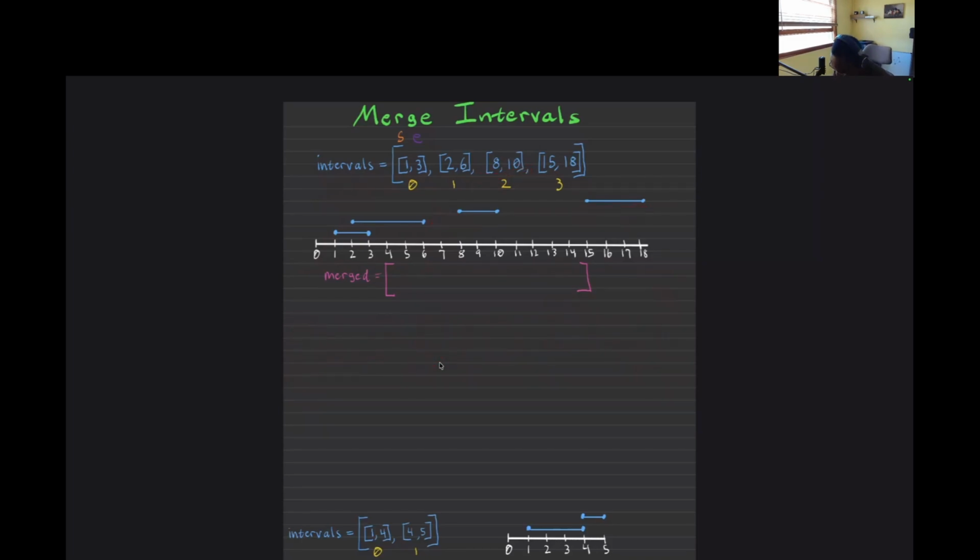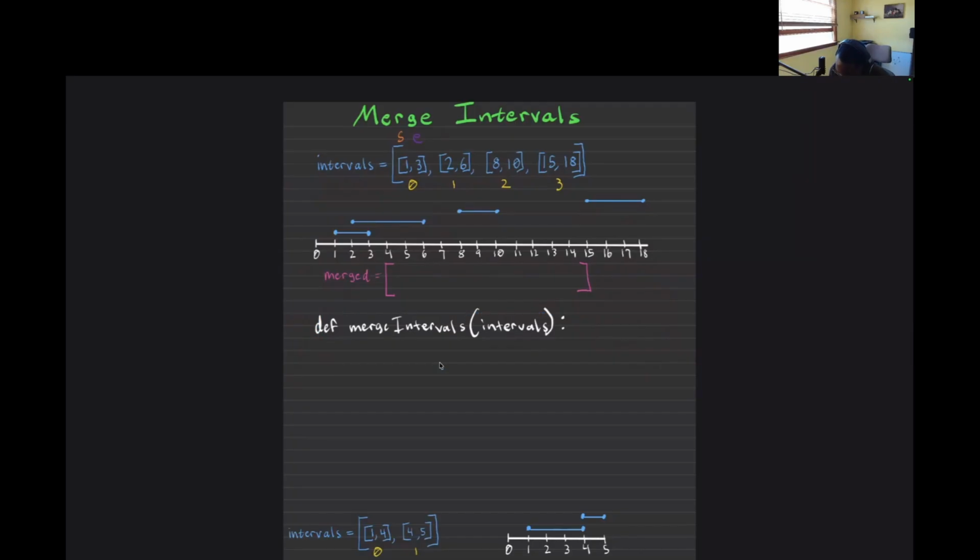Let's go ahead. I'm going to refer to this one as a start and this one as an end, so S and E. Let's draw this function signature here. We're going to be returning this merged list. Let's call it def merge, it will take in intervals.